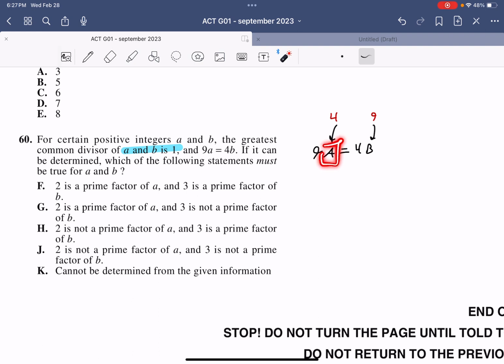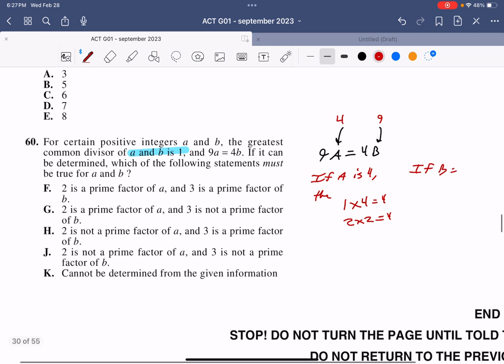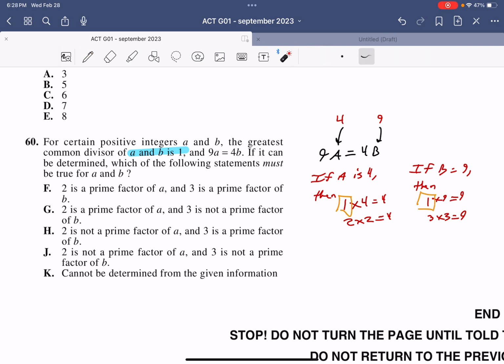Now let's see if this checks out. Let's see if the only common factor of a and b would actually be 1. If a is 4, then we have 1 times 4 equals 4, and 2 times 2 equals 4. If b is equal to 9, then we have 1 times 9 equals 9, and 3 times 3 is equal to 9. So we can see that the only factor they have in common is 1, which is what the problem stated.